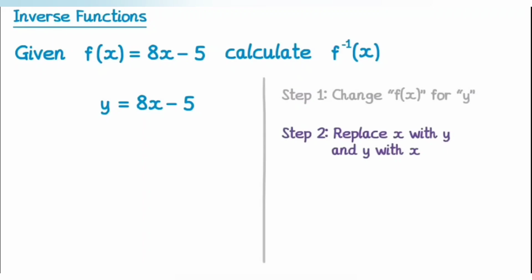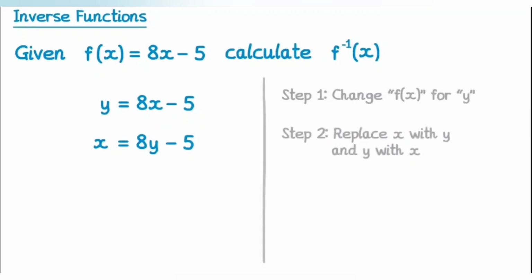Then on to step 2. Step 2 is to replace the x with a y and a y with an x. This applies to all y's and x's that are in your function. So if you have many x's, all of the x's turn into y's, and any y's turn into x's. In this case, we've just got one of each. So I'm going to replace that y with an x, so it's x equals, and then replace the x with a y, so it's 8y minus 5. And that's step 2 complete.